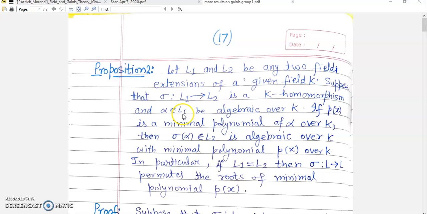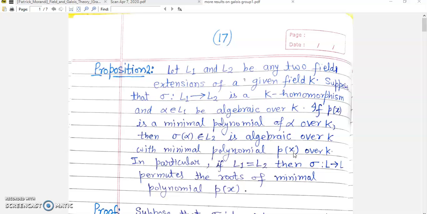Next, suppose that alpha is an element of L1 which is algebraic over K and Px is its minimal polynomial. Then our aim is to prove that the image of alpha under the homomorphism sigma, that is sigma alpha, will also be algebraic over K with minimal polynomial Px. That means alpha and sigma alpha both have the same minimal polynomial.